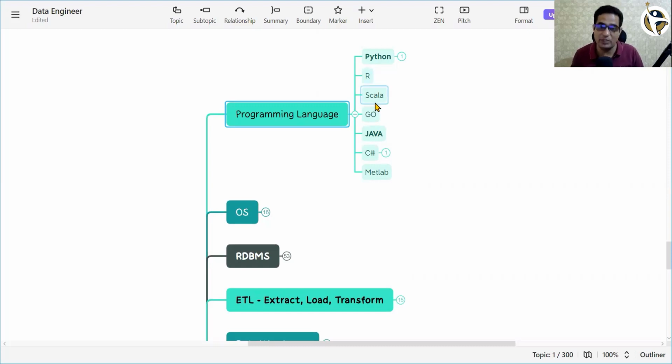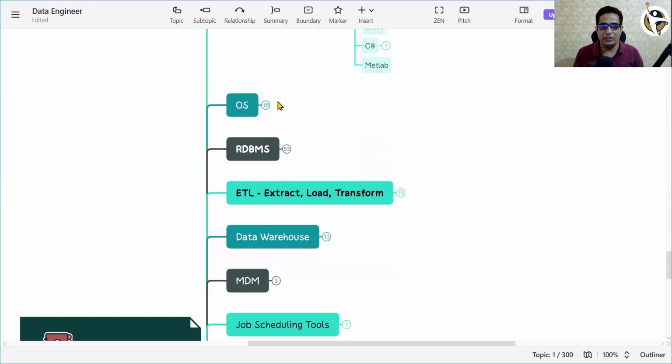And suppose you are working on big data technology, that's where Scala comes into the picture, and the latest greatest thing, Go, is also getting attention. And suppose you are working on Microsoft technology, that's where C Sharp is more popular, and more towards data science activity, the MATLAB programming language is also very useful.